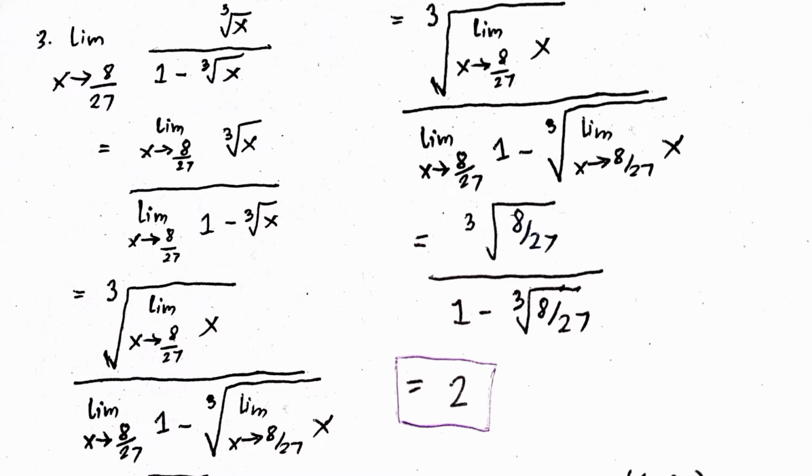So now we'll have the cube root of the limit of x as x approaches 8 over 27 all over the limit of 1 as x approaches 8 over 27 minus the cube root of the limit of x as x approaches 8 over 27. Simplifying, we have the cube root of 8 over 27 all over 1 minus the cube root of 8 over 27, which will be equal to 2.